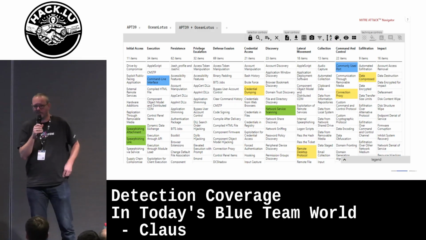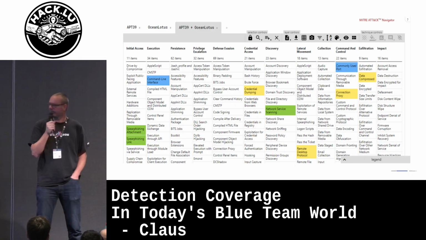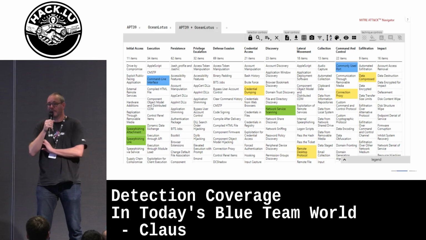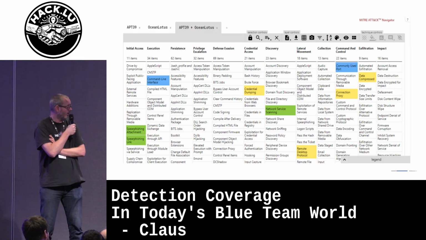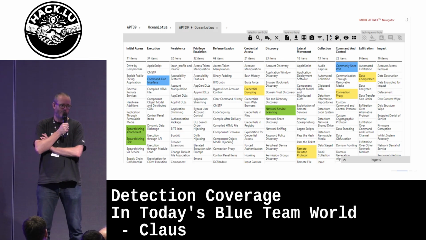It doesn't seem to be coming up, but it doesn't matter. The first slide is just a picture of the MITRE ATT&CK Navigator layer. Why is the first slide the MITRE ATT&CK Navigator layer? So, what is a MITRE ATT&CK Navigator layer? It's a picture of all the different MITRE ATT&CK techniques seen across the different stages.